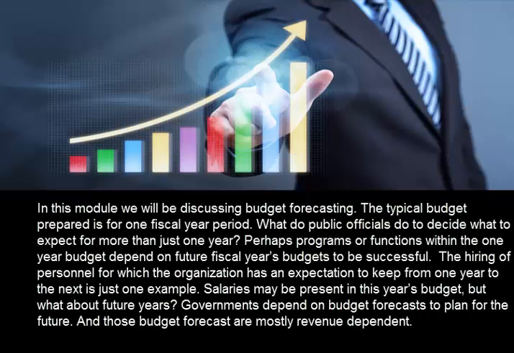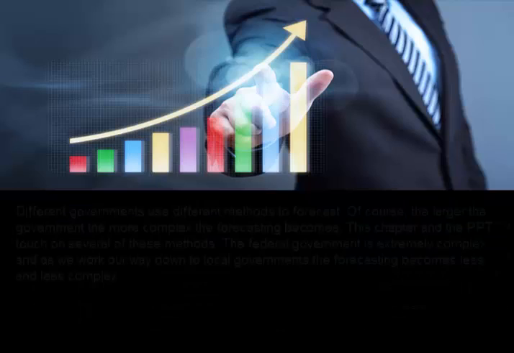The hiring of personnel for which the organization has an expectation to keep from 1 year to the next is just one example. Salaries may be present in this year's budget, but what about future years? Governments depend on budget forecasts to plan for the future, and those budget forecasts are mostly revenue dependent.